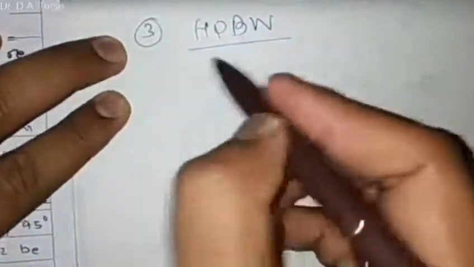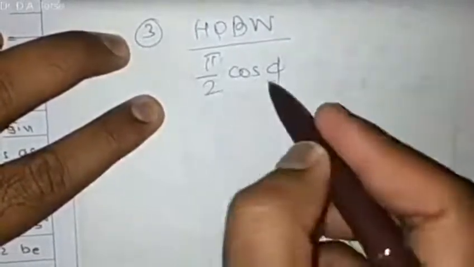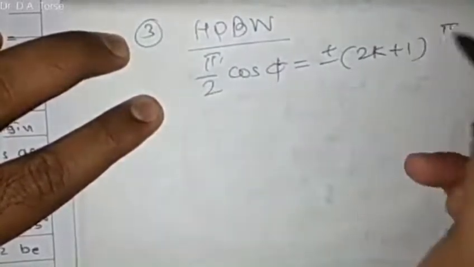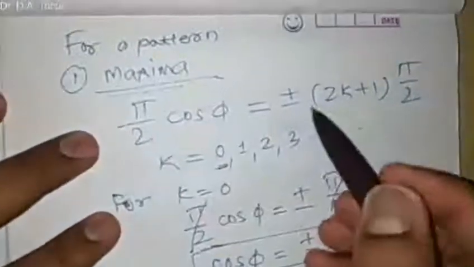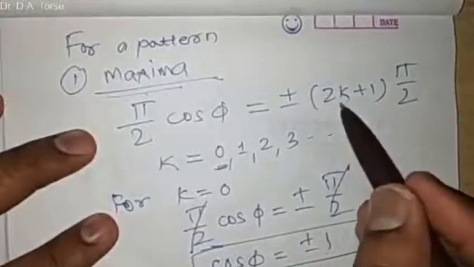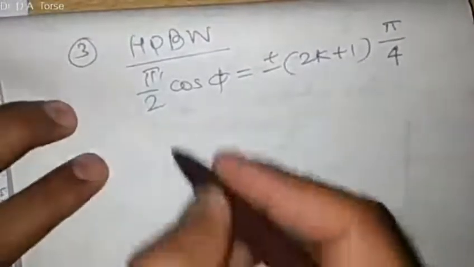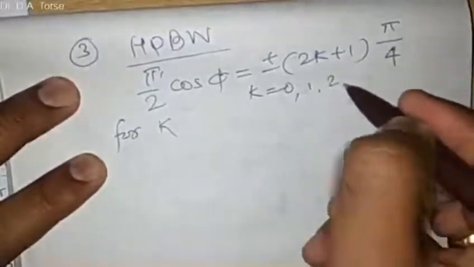So in case of half power beam width, this substitution for the argument pi by 2 cos phi is plus or minus 2k plus 1, and now it is pi by 4. If you remember, in case of maxima, this substitution was plus minus 2k plus 1 in bracket pi by 2. Now it is plus minus 2k plus 1 pi by 4, and that is for HPBW, half power beam width. So again, this k is ranging between 0 to infinite.